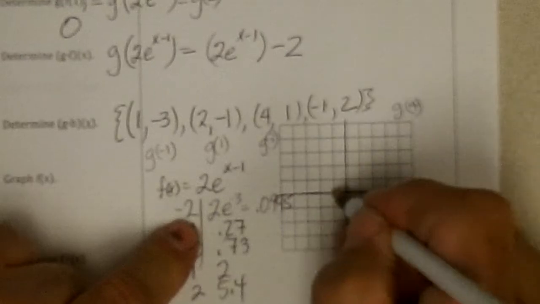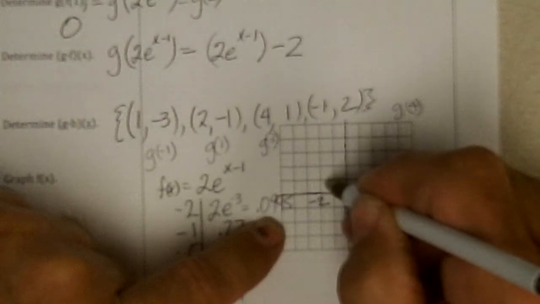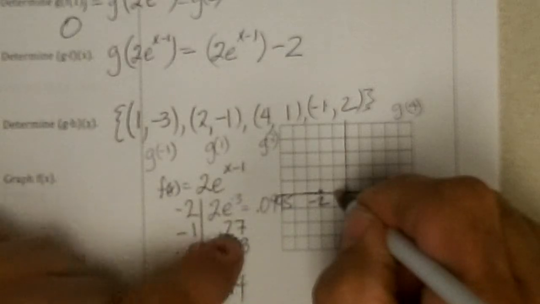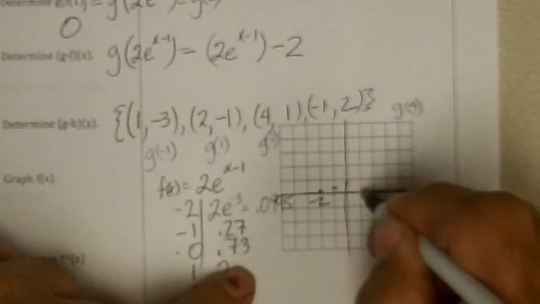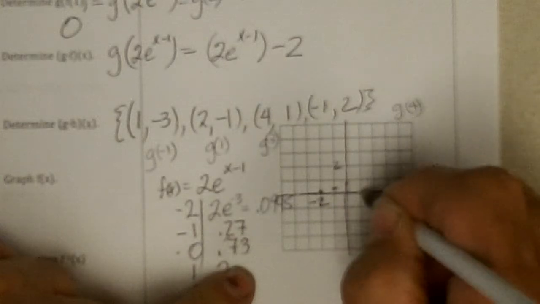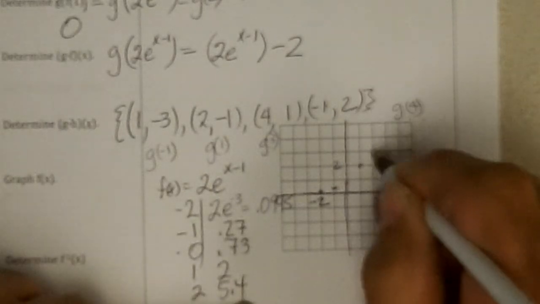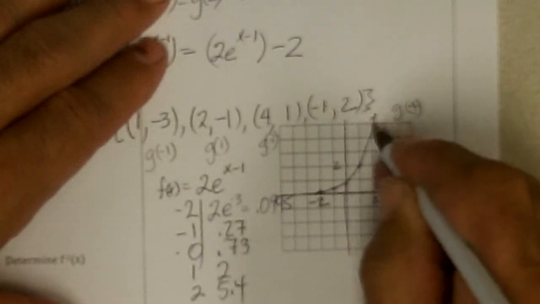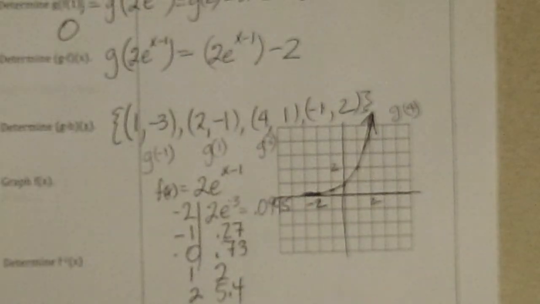So I'll graph -2. Label my graph. -2 is 0.09, so it's really close to here. -1 is 0.27. 0 is 0.73. And this is 2 up here, and then 2 out here, and 1 is 2, and 2 is 5.4. Okay.